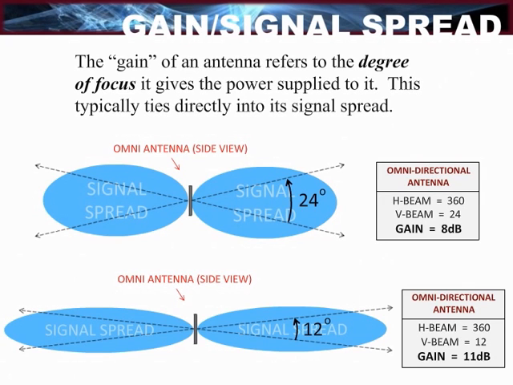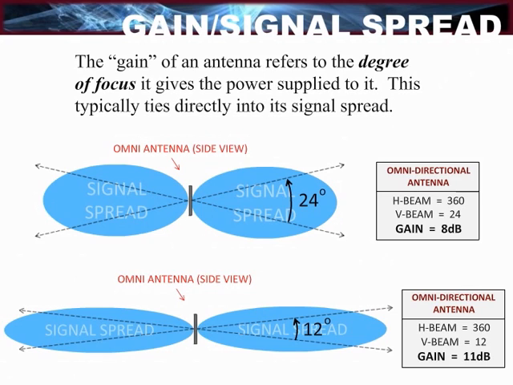The gain of an antenna refers to the degree of focus it gives the power supplied to it. This typically ties directly into its signal spread. Looking at the two signal patterns illustrated below, we can see that the top signal pattern has a vertical spread of 24 degrees and a corresponding gain of 8 dBi. The signal pattern on the bottom has a vertical spread of 12 degrees, which gives it twice the focus as the signal spread on the top.